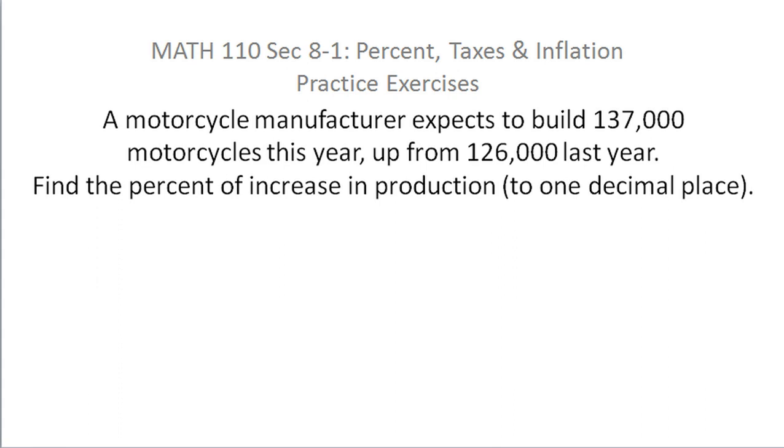A motorcycle manufacturer expects to build 137,000 motorcycles this year, up from 126,000 last year. Find the percent of increase in production to one decimal place. So this is a percent increase problem.